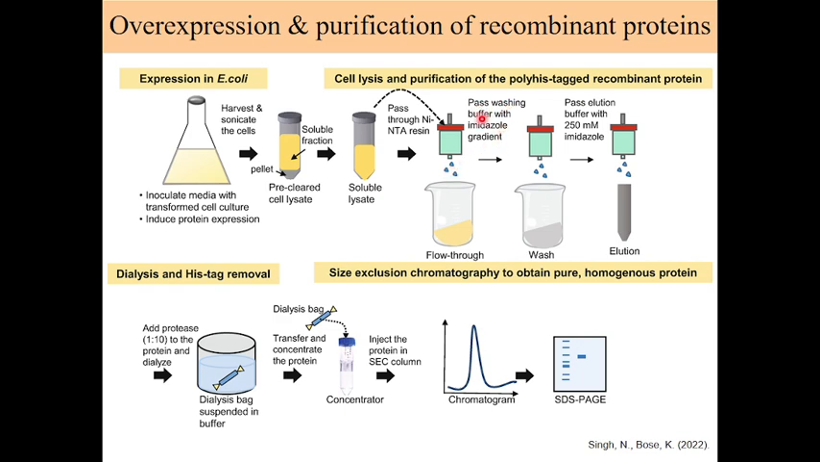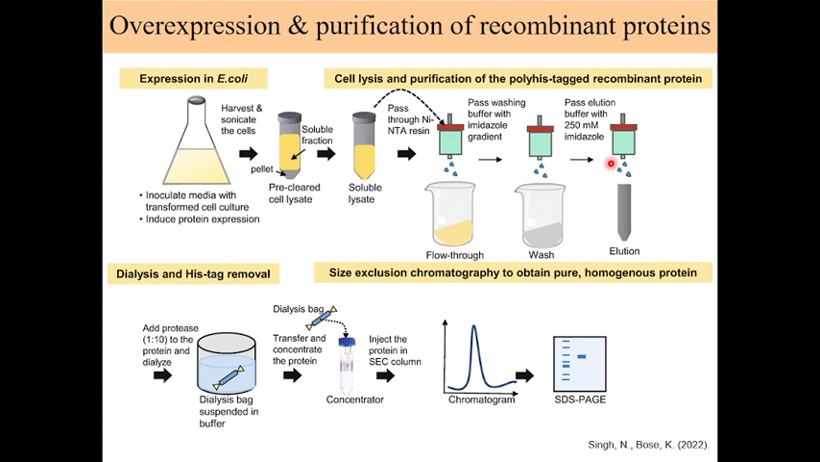Then what do we do? We increase the imidazole concentration in the buffer. What does imidazole do? It comes and displaces your protein. It gets bound to nickel NTA. So all the protein comes in as elution, right? So pass elution buffer with 250 millimolar imidazole. So what we do is we use 500 millimolar imidazole so that all the bound protein gets displaced.